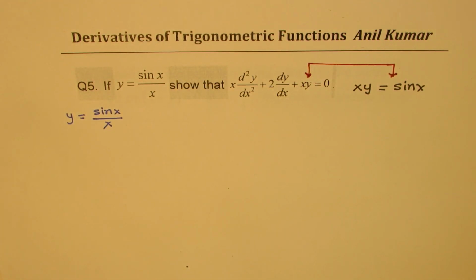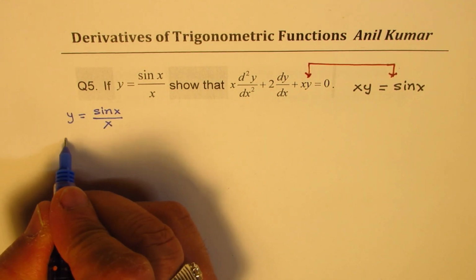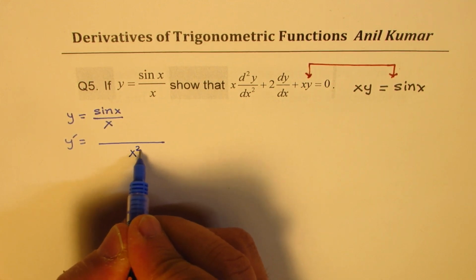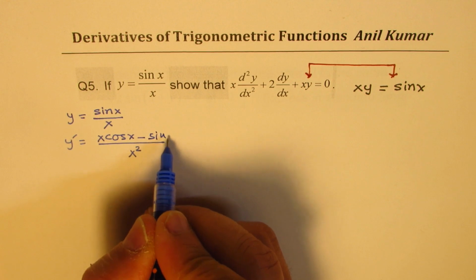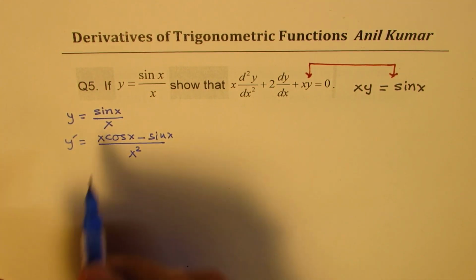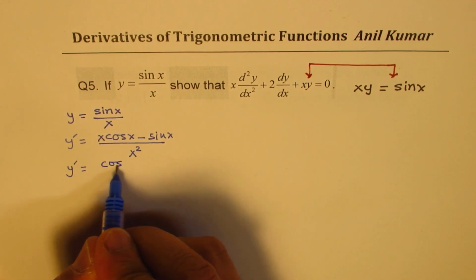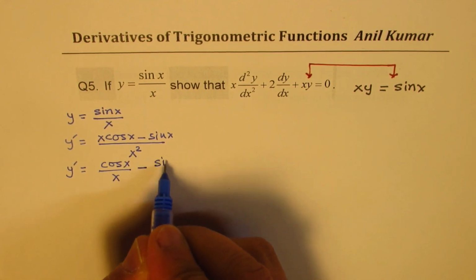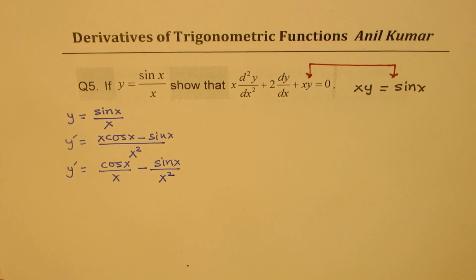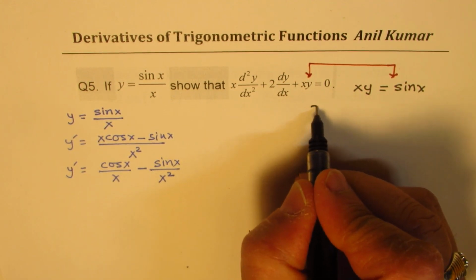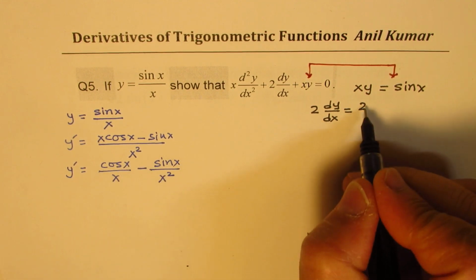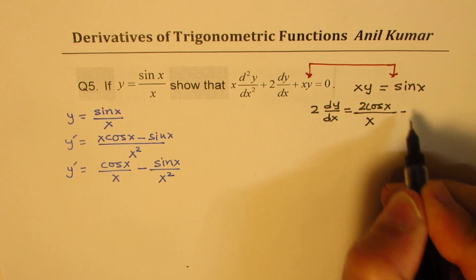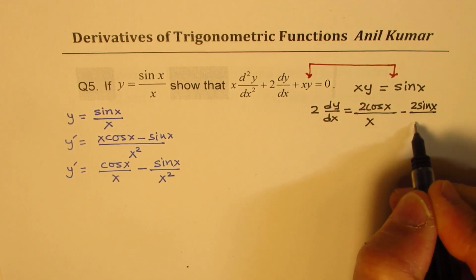Now let's move on. Find the derivative. First derivative, right? So y dash is equal to denominator squared, derivative of sin x times x, so I could write this as x cos x minus derivative of x is 1, so we get sin x. So that is the first derivative, which I could also write as cos x over x minus sin x over x squared. Correct. So on the right side, I will write what is 2 times dy/dx. So 2 times dy/dx is 2 cos x over x minus 2 sin x over x squared, correct?